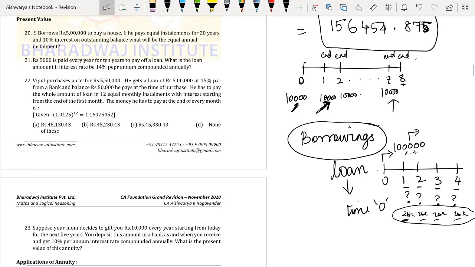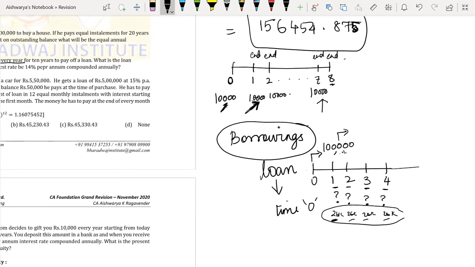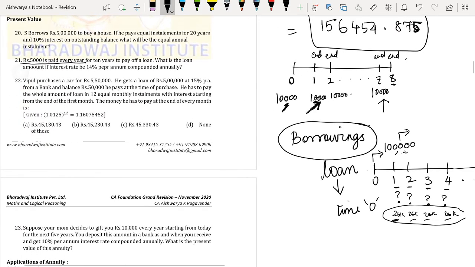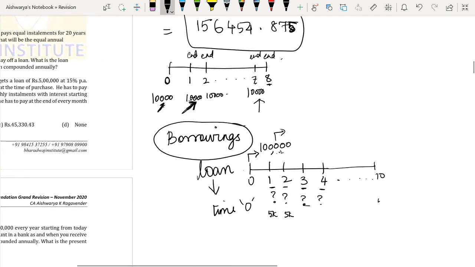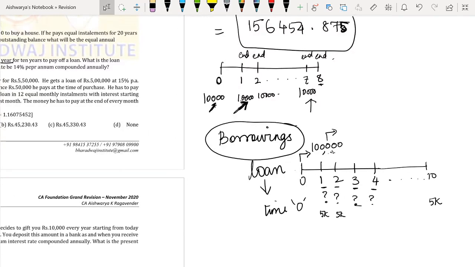So the question here says 5,000 is paid every year for 10 years. In the time graph, if I were to write it down, it is going up to 10, dot, dot, dot, up to 10. And how much are you paying? You're paying rupees 5,000. So here the amount that you're paying is 5k, 5k, 5k, every year up to the 10th year. So how much did you borrow? How much of a loan have you taken at time 0? That is a question mark.